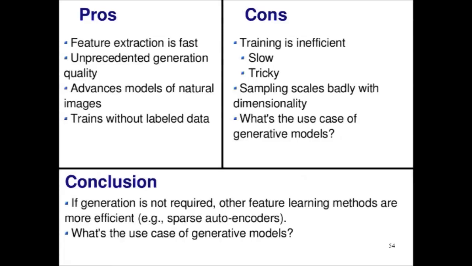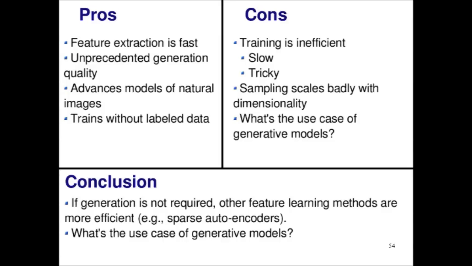So to conclude, this is an example of what in deep learning we can do about unsupervised learning. So this is a pretty nice method, produces features pretty efficiently. It generates images of unprecedented quality, at least for the unconstrained distribution of natural images. It doesn't use label data. It produces features that are yet discriminative.